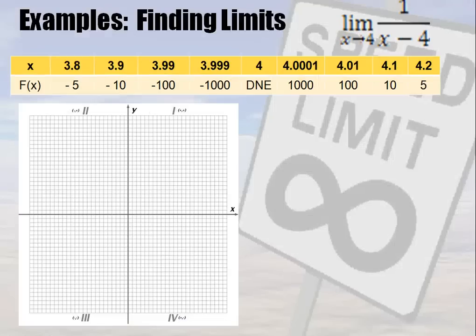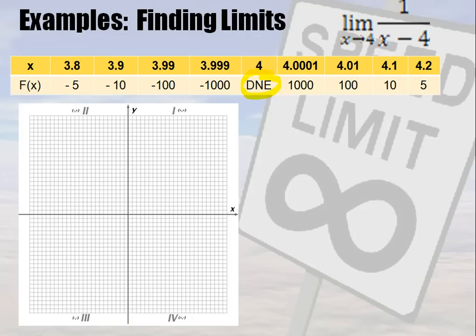Now let's look at a rational function. Let's take the limit as x approaches 4 of 1 over x minus 4. We know that our function has domain issues when x is equal to 4 and therefore does not exist. So the DNE in the table represents that the function does not exist. It is not giving me an answer regarding the limit.